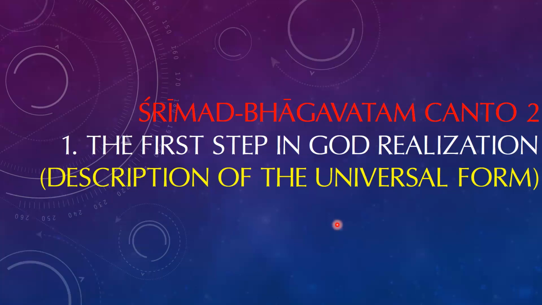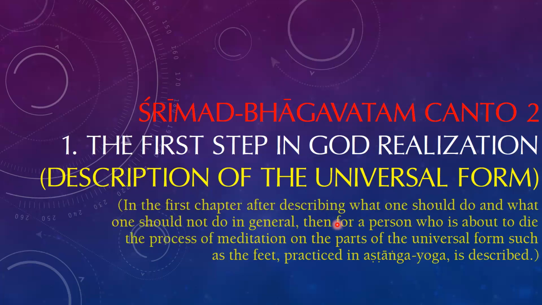So we'll discuss from Canto 2 chapter 1 onwards. We have 10 days with us. We'll try to see as much as possible. The first chapter of Canto 2 is entitled "The First Step in God Realization": the description of the universal form. The universal form has been presented in the second canto 3 times, that's why the name is given like that.